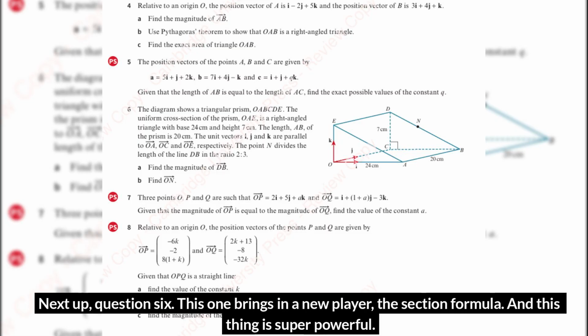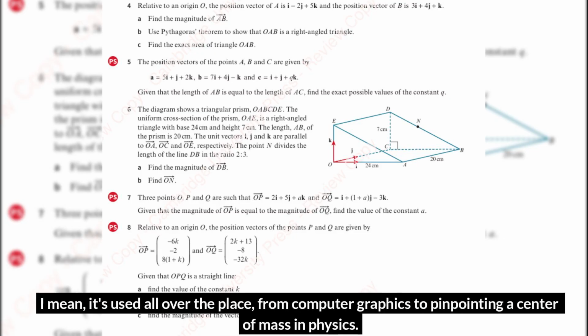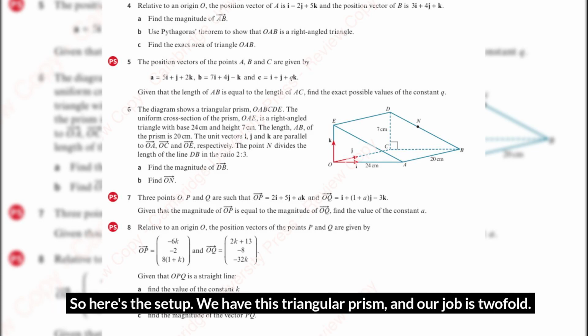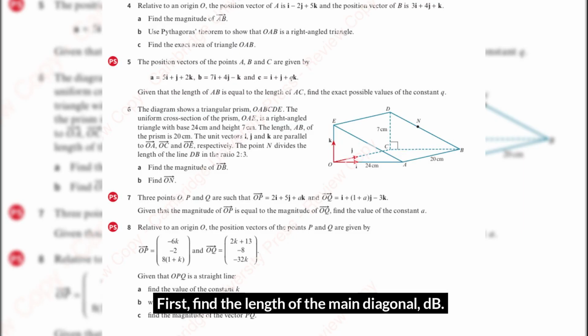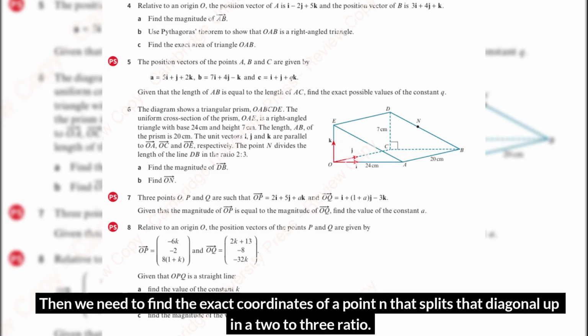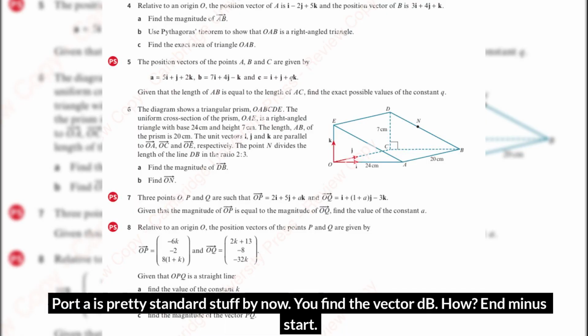Okay, next up, question 6. This one brings in a new player, the section formula. And this thing is super powerful. I mean, it's used all over the place, from computer graphics to pinpointing a center of mass in physics. So here's the setup. We have this triangular prism, and our job is twofold. First, find the length of the main diagonal, DB. Then, we need to find the exact coordinates of a point N that splits that diagonal up in a 2:3 ratio. Part A is pretty standard stuff by now.